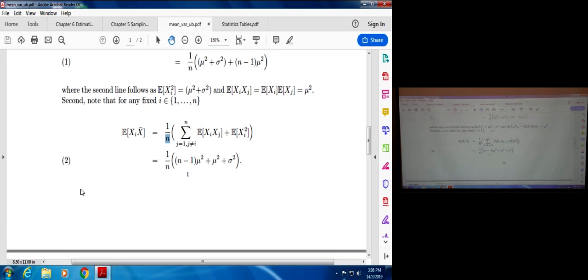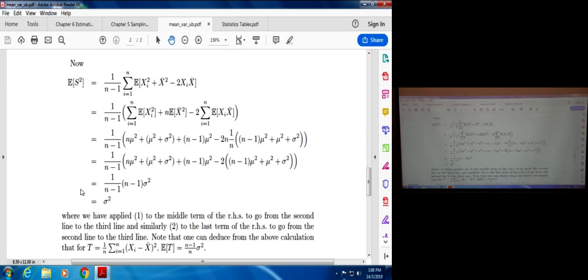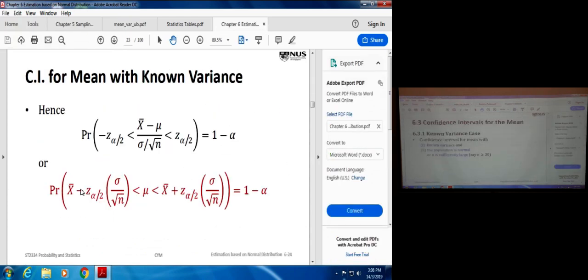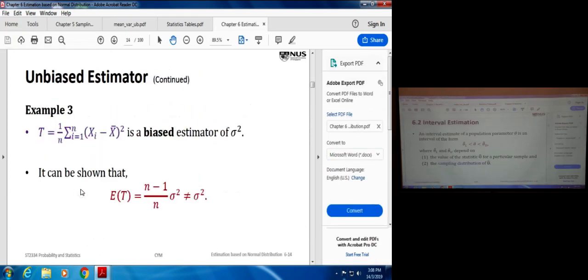Okay, now what's the point? The point is, what I'm trying to do is just to close the file. Sorry about that. Sorry, where are we? Here we are.